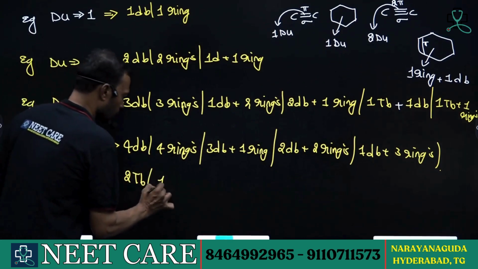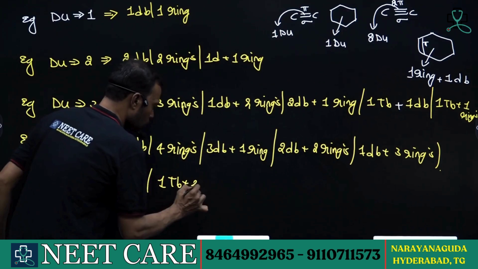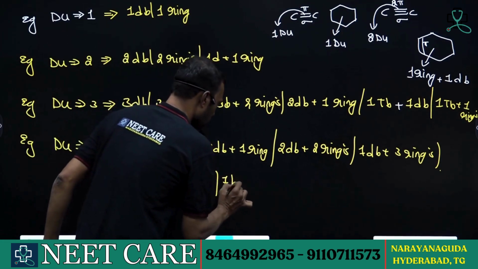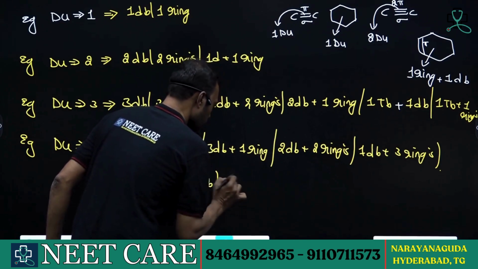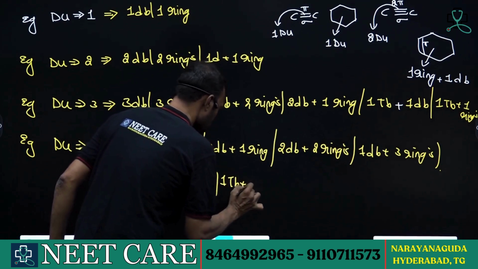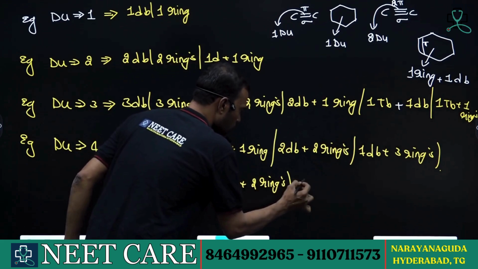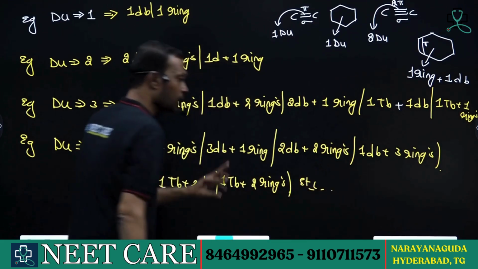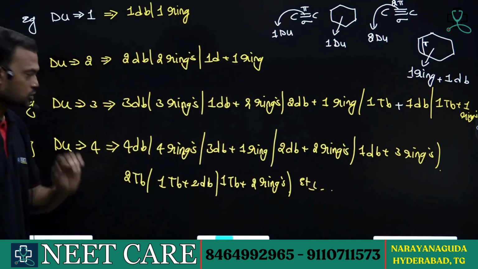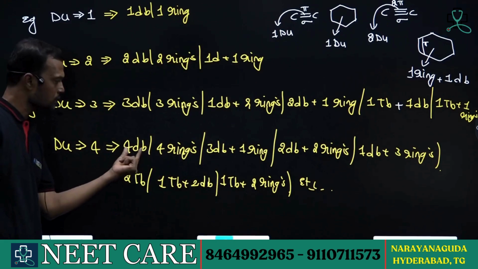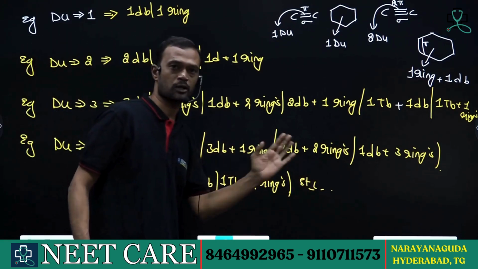Next we can take 1 triple bond, 2 double bonds. Then 1 triple bond, you can take many possibilities. 1 triple bond, then followed by 2 rings. Like that, many possibilities you can take, but ultimately your number will be 4. Here I usually take DU 4, which means these are the possibilities. Not only this, many possibilities will be there.